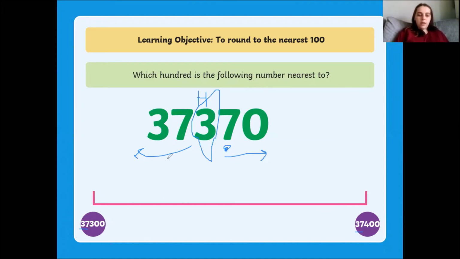So it's either going to be 37,300 or 100 more, which will be 37,400. So I can label. I've got 37,300 there. I've got 37,400 there. So then I look at my tens column, and this is a column that helps me decide what I'm doing. If it is 1, 2, 3, 4, I round down. If it's 5, 6, 7, 8, 9, I round up. Well, it's 7. So it's in the rounding up group.